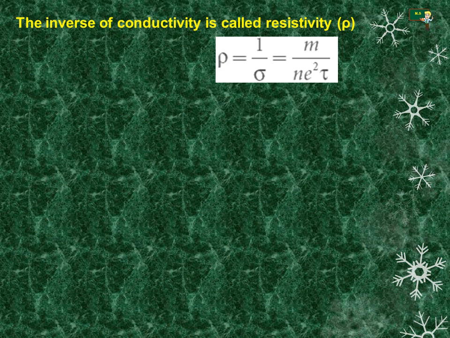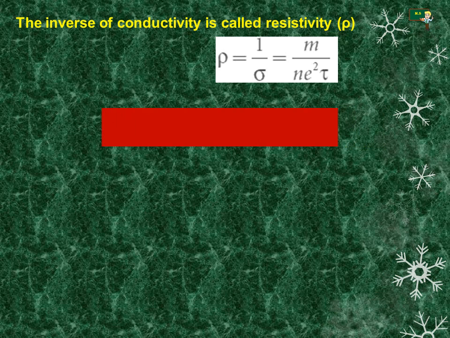The inverse of conductivity is called resistivity rho, and the resistivity rho is equal to 1 by sigma. If you substitute the value of sigma, which is n e square tau divided by m, then in the inverse we put m on the top, so rho is equal to m divided by n e square tau.